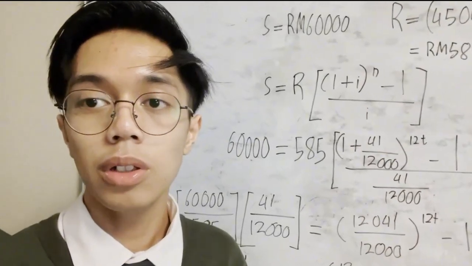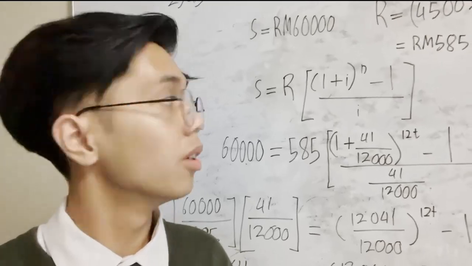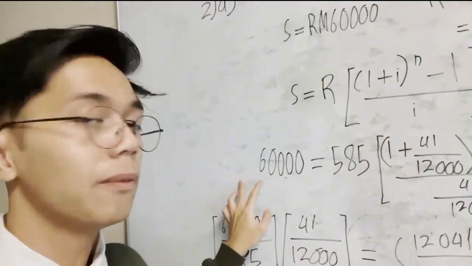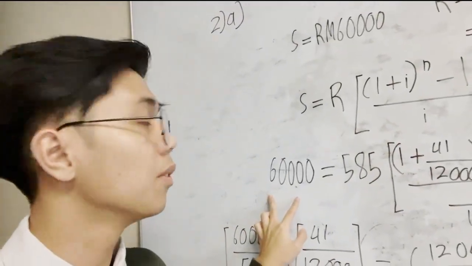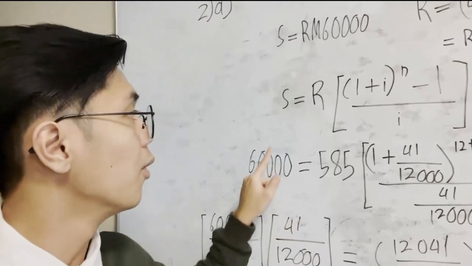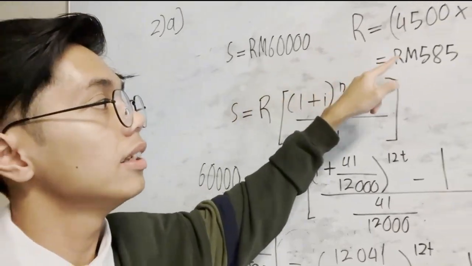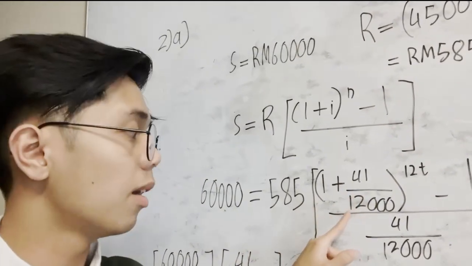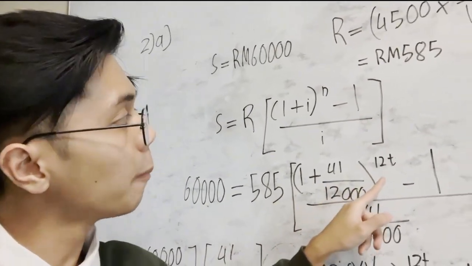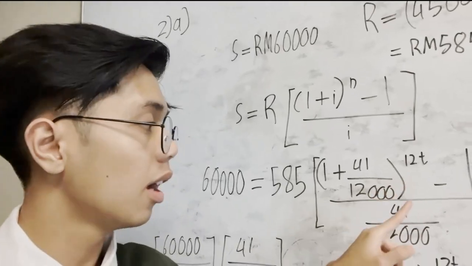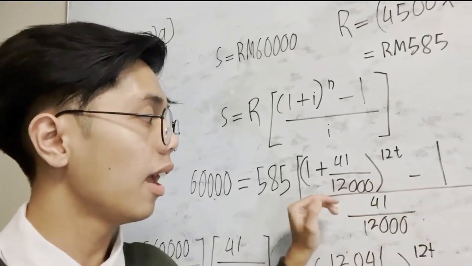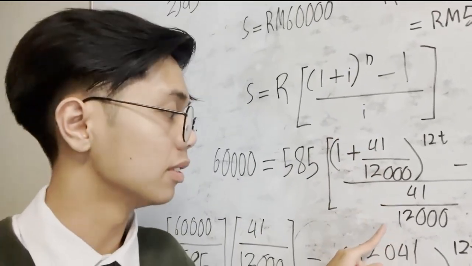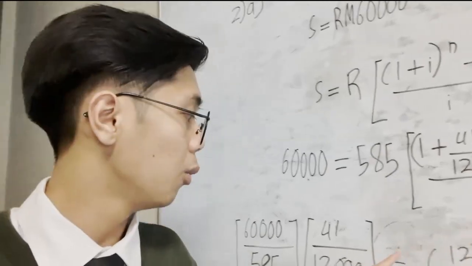Okay, so to continue my explanation on question 2A, this is the formula that we are going to use. The next step is we only need to fill the emptiness in this formula. For S, we already have it. For R, it's 585. And for I, it is 0.041 divided by 12, and for N, it is 12T, as we know. After that, we minus it with 1, and we divide it with I again, which is 0.041 divided by 12.